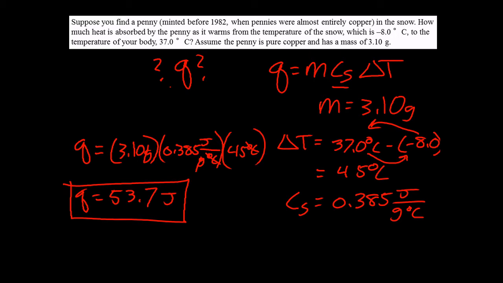Which, by the way, is like if we were doing the opposite process, if you had the penny in your hand and you dropped it into the snow and it went from 37 degrees down to negative 8, then that would be absolutely correct. You would end up with negative 53.7 joules of heat because your penny would have lost that much heat. But because the penny is gaining the heat, it is absolutely correct that we end up with a positive value for Q.